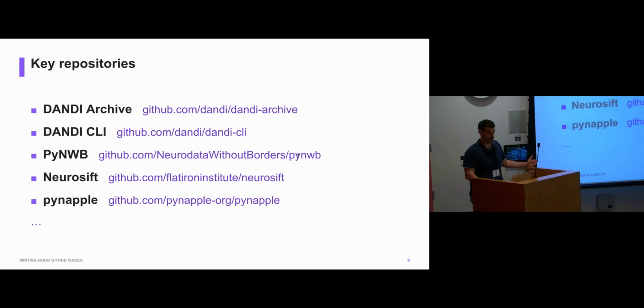PyNWB is the primary API for interacting with NWB files, reading and writing. NeuroSift for visualizations. That can get quite complicated, and I'm sure there are bugs there, and it'd be great if you could help us identify them. Pineapple, Guillaume Viejo will be giving a talk later today, and they have a GitHub repository as well. And really, TorchBrain is on GitHub. There are basically all of the tools that we're working with here are on GitHub and would welcome good issues.